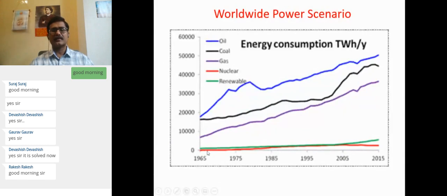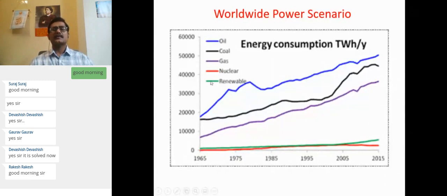So it was flat from 1965 to say 1980. Then it gained slight momentum from 1980 to 1985. And from 1985 to 2015, this particular trend almost remained flat. So there has been no significant increase in the energy consumption trend as far as the energy available from the nuclear sources is concerned. Okay.